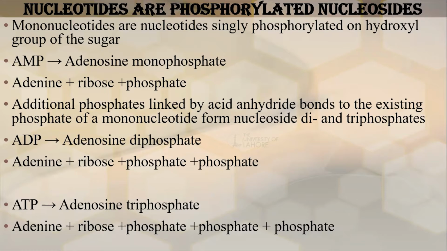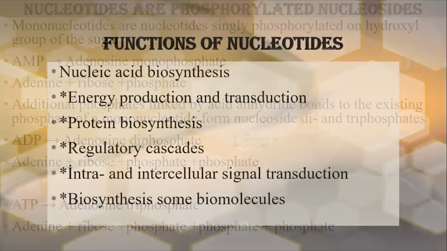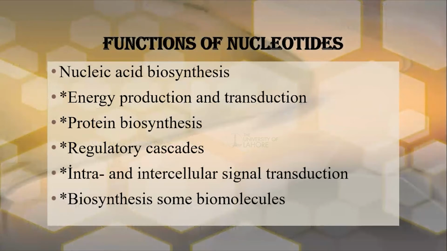Then again in the process, ADP is converted into AMP. So from the triphosphate it converts into the diphosphate, and from the diphosphate it converts into the monophosphate. So we have AMP, adenosine monophosphate: adenine, ribose, and a phosphate, with additional phosphate links. If we have 2 phosphates, it is adenine, ribose, and 2 phosphates, and with 3 phosphates it is adenosine triphosphate. We all need this for energy production in the human body. Function of nucleotides.